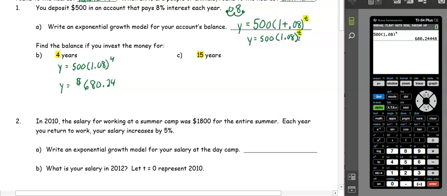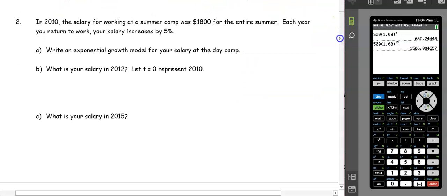So we would have y equals $680.24. Now we're going to do the same thing with 15 years. So now we have 500 parenthesis 1.08 close parenthesis caret to the 15th. And if I round, so we have y equals 500 times 1.08 to the 15th. That equals $1,586.08 when we round.